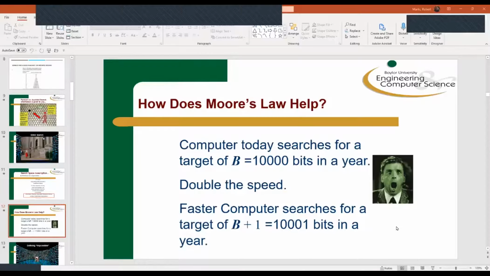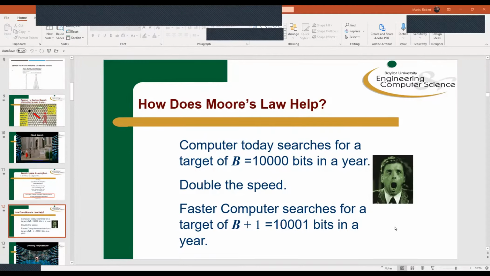It takes one year to plow through 10,000 bits in order to search through 10,000 bits. You double the speed of the computer. How many bits can you do if you double the speed? I think Colin had it. One more. If you double the speed of the computer, you can only get 10,001 bits. So therefore, computer power isn't going to save you. If you double the speed, the faster computer searches for a target of B plus 1, 10,001 bits.